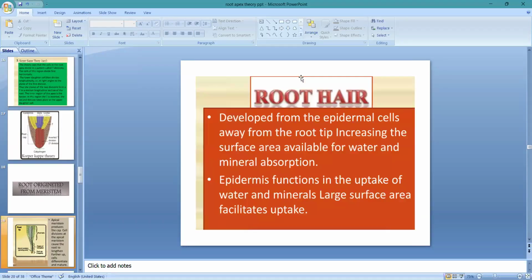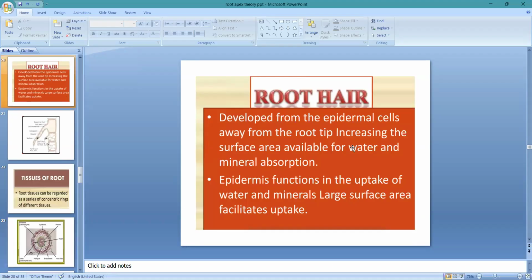So next, coming to the root hair. Okay, developed from the epidermal cells away from the root tip, increasing the surface area available for water and mineral absorption. Already you know what is the function of root. It is absorption for the water and the mineral absorption. So epidermis functions in the uptake of water and minerals. Large surface area facilitates uptake.